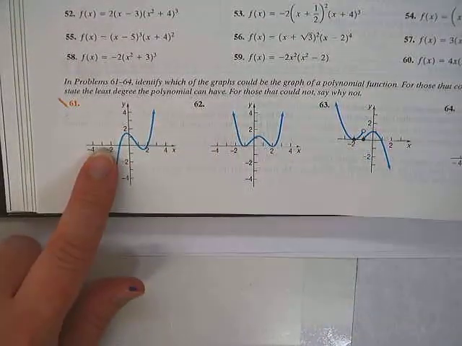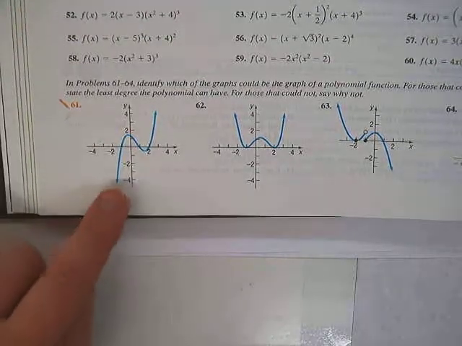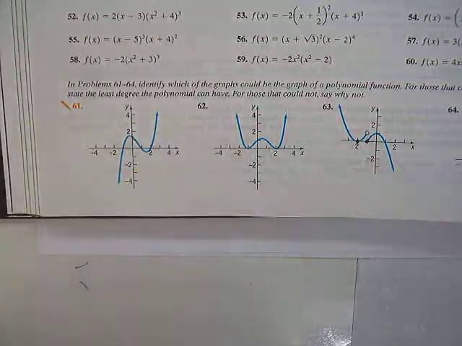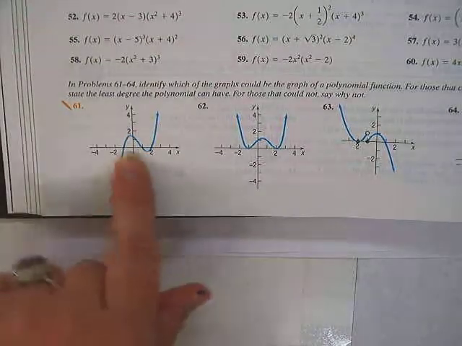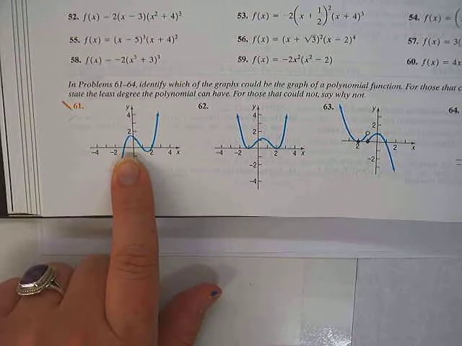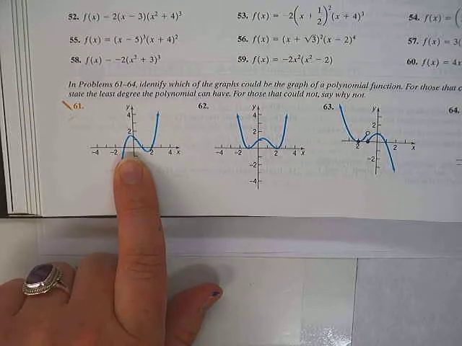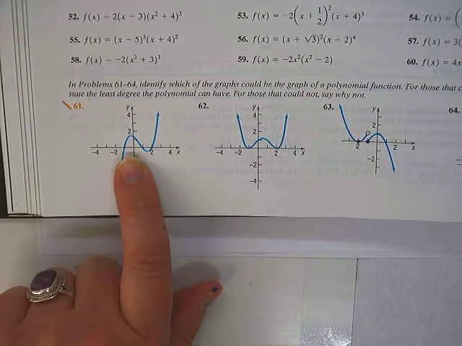But both 62 and 61 are smooth and continuous, so they can be polynomial functions. Now notice how the ends of the graph on 61 are going opposite directions. That means that it has to be an odd degree. Also notice how this function has two terms in it. In order for it to have two terms, it would have to be at least degree 3. It could be degree 5 and still have only two terms, or degree 7 and still be only two terms. But at the very, very least, it has to be degree 3.